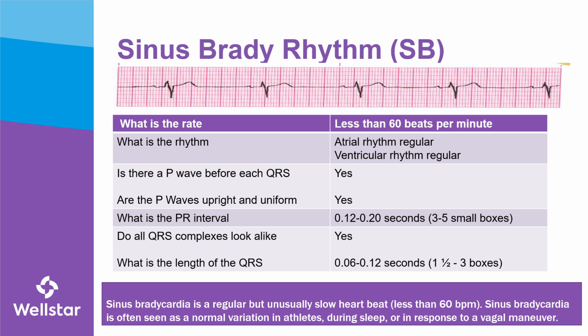Sinus bradycardia is a regular but unusually slow heartbeat, less than 60 beats per minute. Sinus bradycardia is often seen as a normal variation in athletes, during sleep, or in response to a vagal maneuver. So if you ever take report from a nurse and it's not mentioned that the patient has been Brady the entire time, you might want to go in there and assess the patient for any changes.